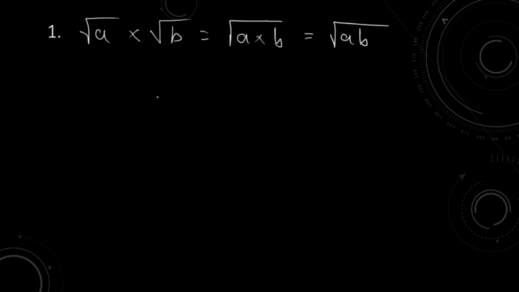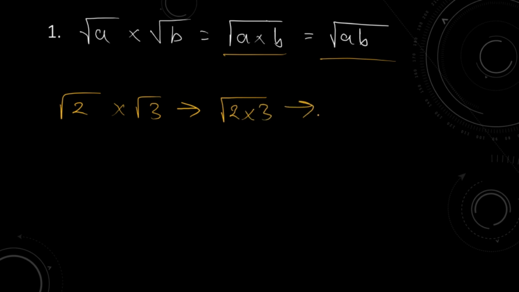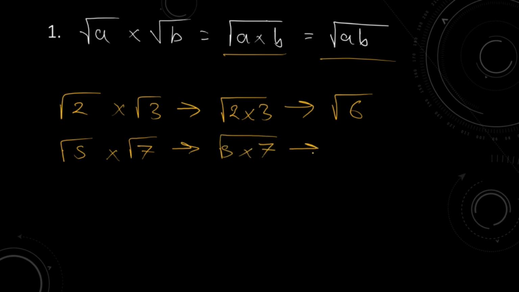Rule number 1: square root A times square root B gives you square root A times B, which is square root AB. So for example, square root 2 times square root 3 would be square root 2 times 3, which is square root 6. If you had square root 5 times square root 7, this would be square root 5 times 7, which is square root 35.